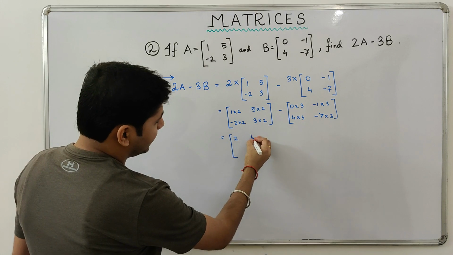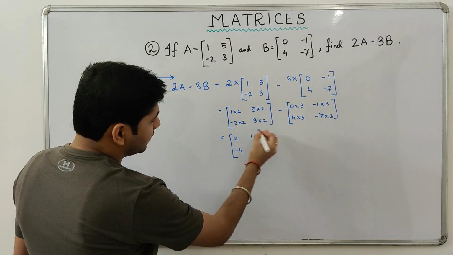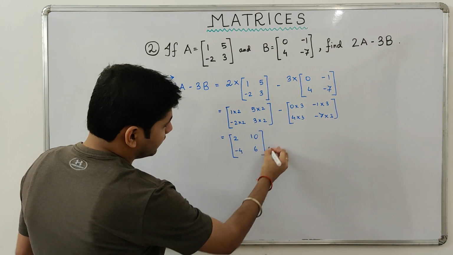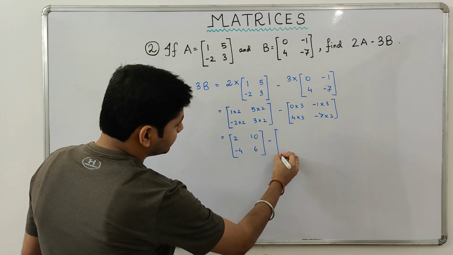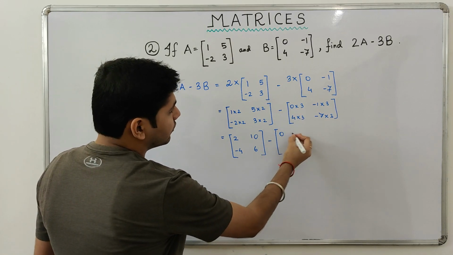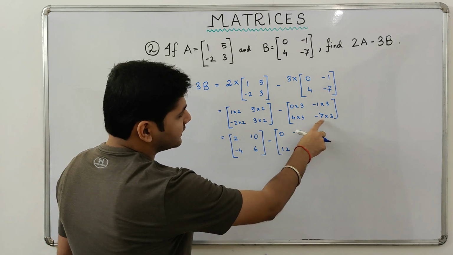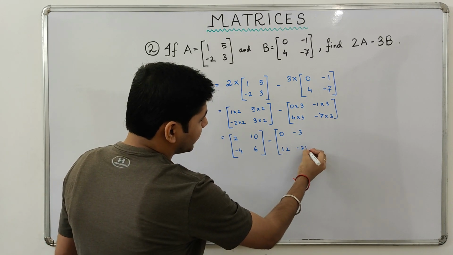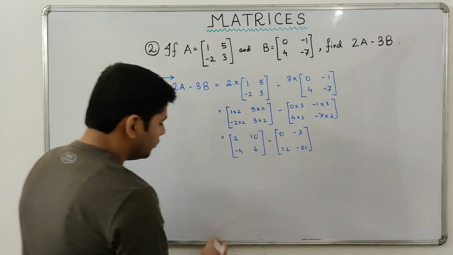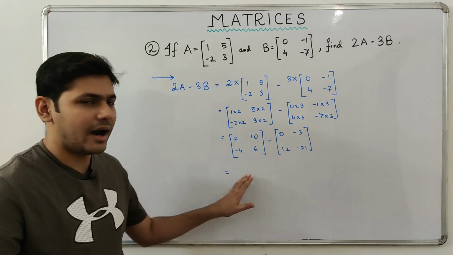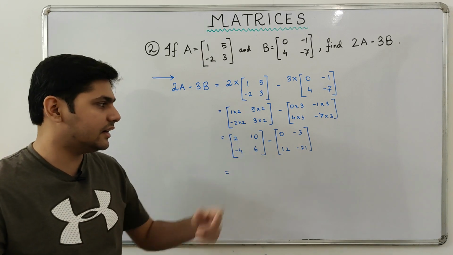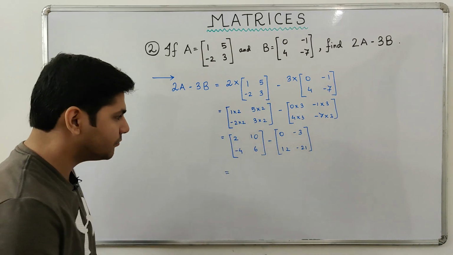2, 5 2s are 10, minus 4, 3 2s are 6, minus 0, minus 3, 4 3s are 12, and minus 7 into 3, that's minus 21. So what do we get? Matrix subtraction, all the elements will get subtracted in the corresponding places.